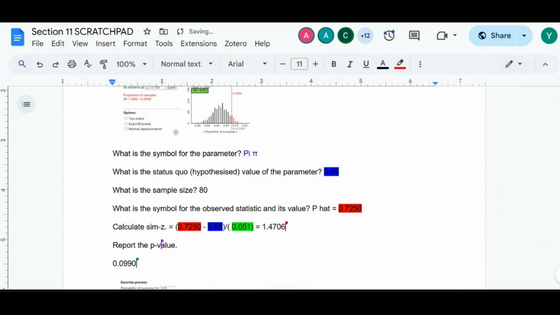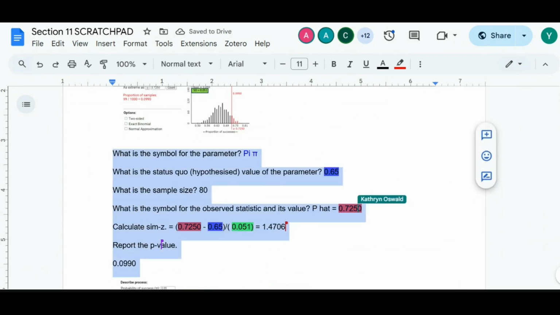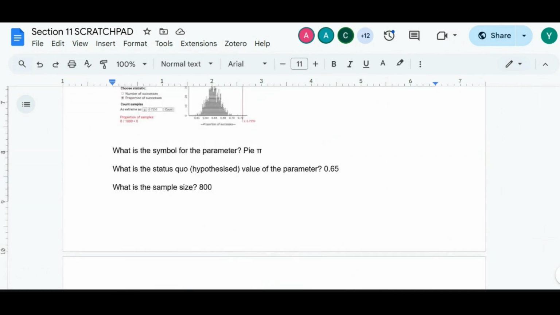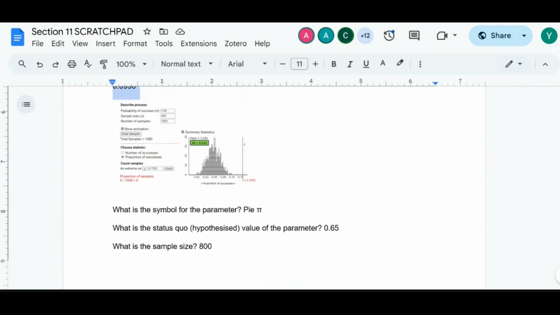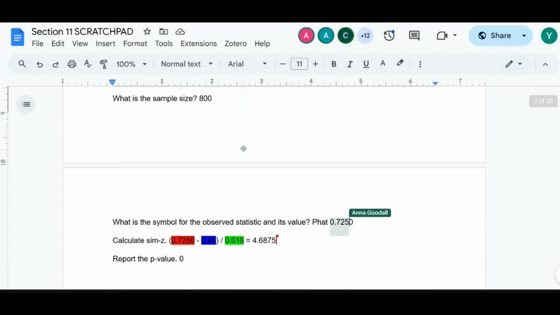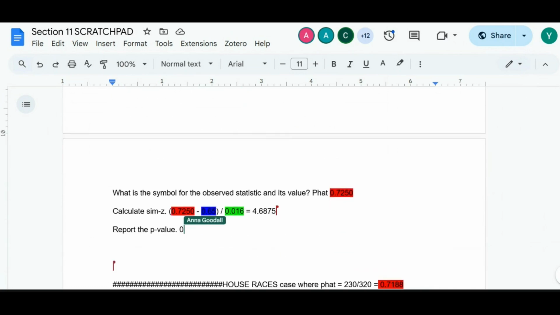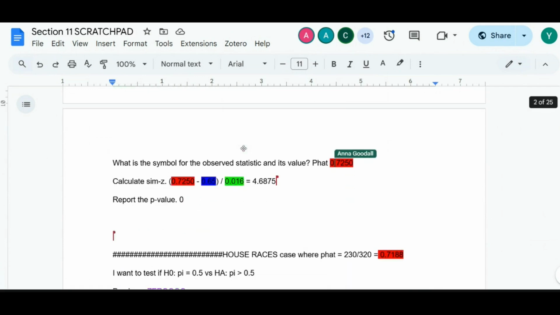So you know what I'm going to ask you to do? And then we'll go off after this. Well, we've already done everything here. That's great. Pi, yes. Is it still based off 0.65? Yes. Sample size has gone up by 10. It is now 800. It's still 0.725. That's right. But your SD has gone down to 1.64.